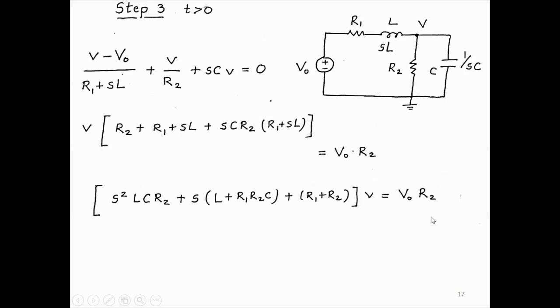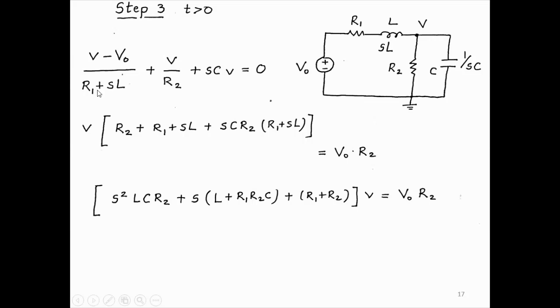Okay. For step 3, we want to now derive the differential equation for this circuit. So we use the operator method. So we replace L with SL, C with 1 by SC, which is the complex impedance. And then we treat this as an algebraic circuit. So we write a KCL at the node V. So we say (V minus V0) divided by, so these two are in series now, R1 plus SL, plus V by R2, plus V by 1 by SC, which is SCV, equal to 0.